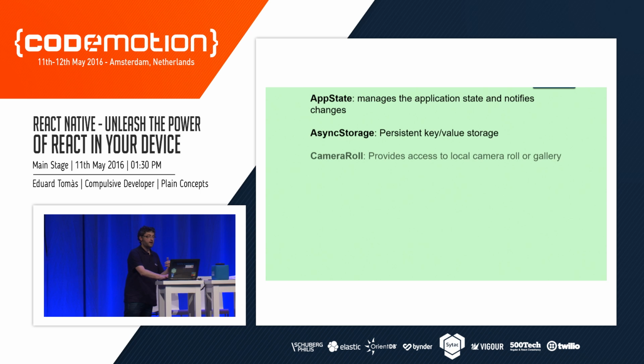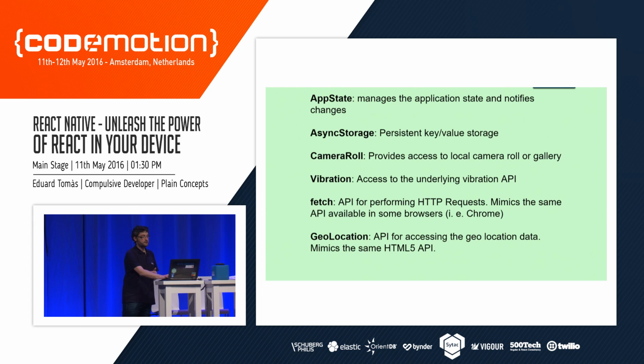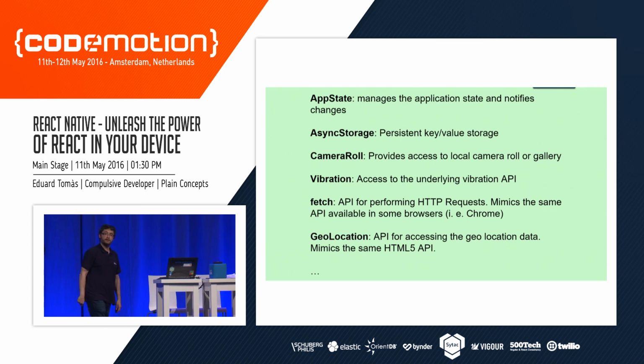So these are only some of the wrappers we have. AppState for getting notifications when our application is in the background or foreground, AsyncStorage to store files in the mobile, CameraRoll to access the camera, Vibration to access the vibration API of the mobile, Fetch, which is an API to create HTTP requests, basically, Geolocation, which allows us to access the geolocation API, and so on.